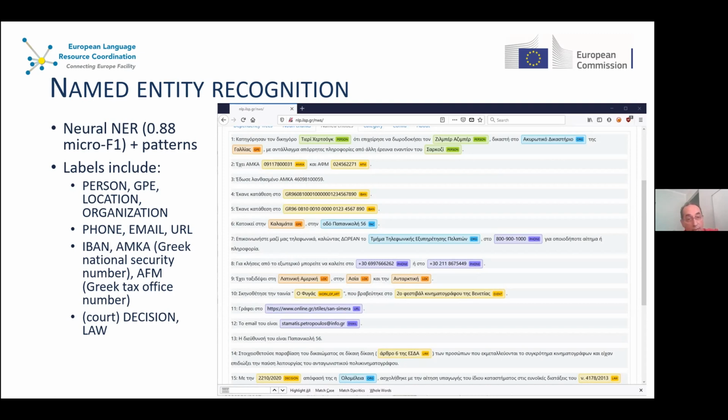The label set of the named entity recognizer includes the classic person, geopolitical entity, location, and organization named entities, but also phones, emails, and URLs, and some very specific named entities like IBAN bank accounts, and also national security numbers and tax office numbers of the Greek state. Moreover, the NEs recognized include court decisions and other legal documents like laws.